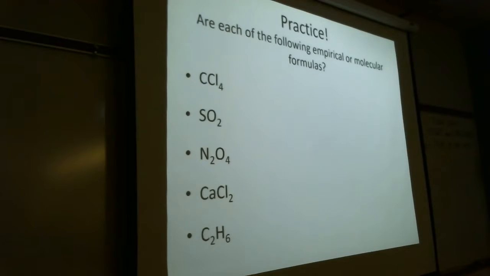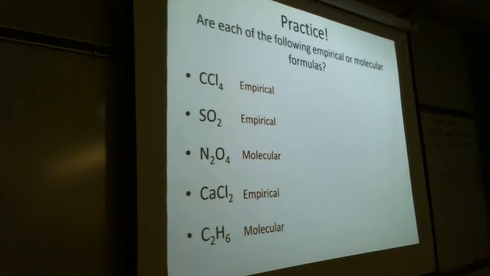N2O4, does that ratio reduce? Yes, 2 to 4 reduces. So is that empirical or molecular? Molecular. CaCl2, empirical or molecular? Empirical. C2H6, empirical or molecular? Molecular, good. I have the answers there.